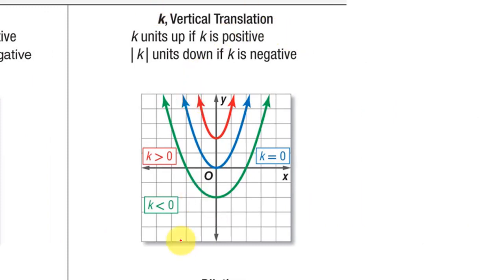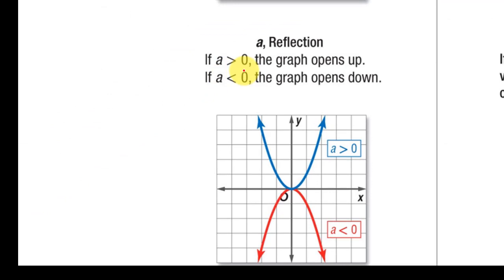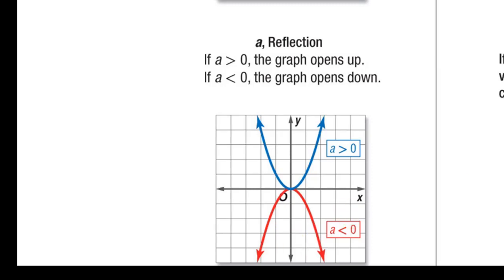The k number is kind of easier to work with. It's on the outside there. That's shifting the output up or down. It is translating the parabola from the parent function up or down the appropriate number. If k is positive, it shifts it up. If there's a negative number there, it shifts it down. The a number, if it's positive, as we already know, reflects the function. So if it's positive, it's upward facing. If the a term is negative, it's downward facing. So it's reflected about the x-axis.